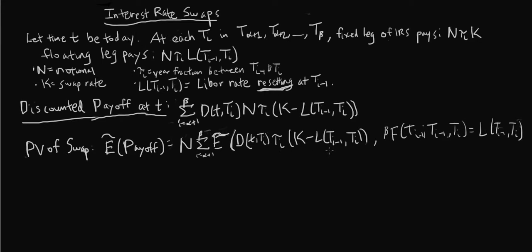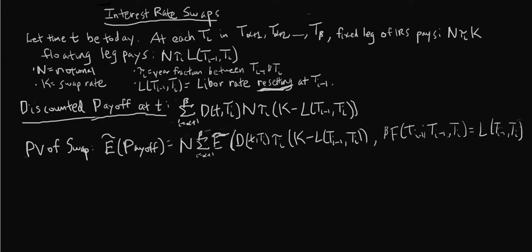And for simplicity later on, I'm going to rewrite this LIBOR rate as a forward rate, because the future LIBOR rate at time t_{i-1} really is the forward rate from t_{i-1} to t_i at time t_{i-1}. And this is really the random, stochastic modeling underlying variable that we're looking at. So that is what is random here.